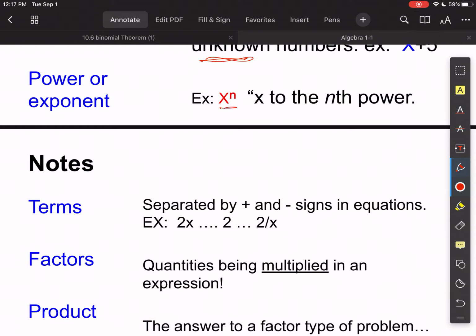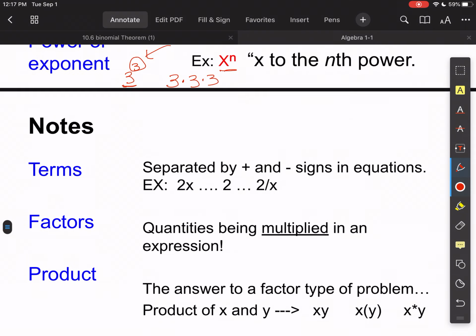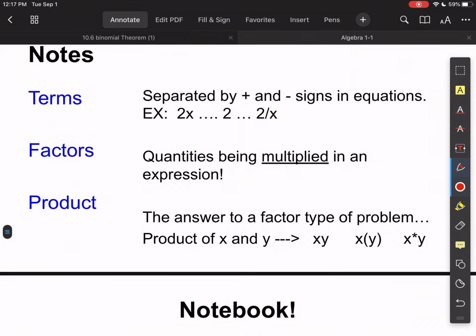Power or exponent, we've already talked about that one as well. It's a number raised to a power. And a lot of people misunderstand what the power means. If I have something like 3 to the 3rd power, it just means repeated multiplication. It's saying take the base and multiply it by itself however many times the power is. So 3 to the 3rd power is the same as 3 times 3 times 3. Side note, we'll do some more of those later.